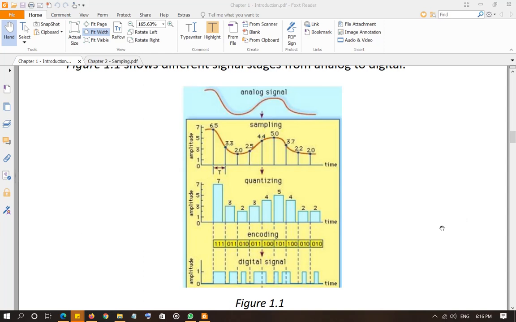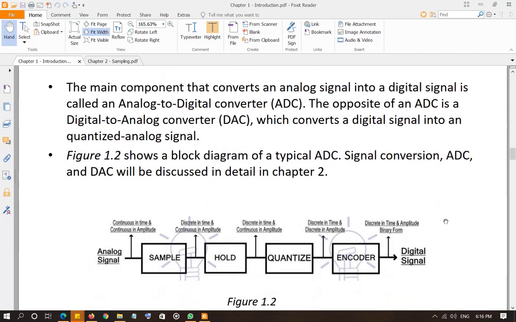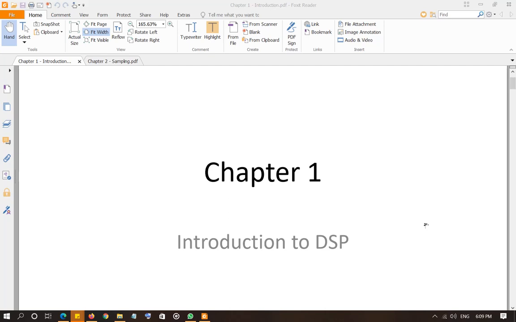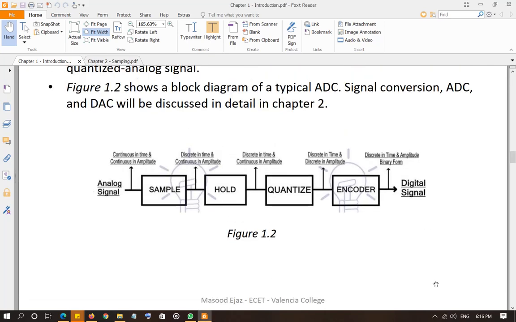So they are using 3 bits. So each of these values is converted into 3 bits. 7 is converted to 111, 3 is converted to 011, and so on and so forth. So this is the whole procedure of analog to digital conversion. So this is the basic block diagram of an analog to digital converter.